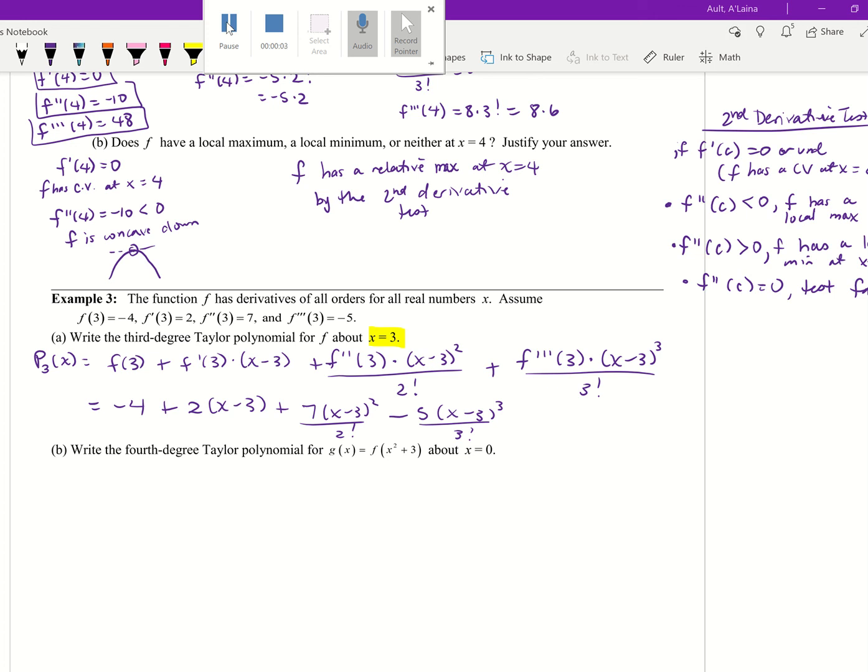I've got one more little part here. We are going to write the fourth degree Taylor polynomial. Okay, so the last one was third degree. This one's fourth degree, but we're not writing it for f this time. We're writing it for g.